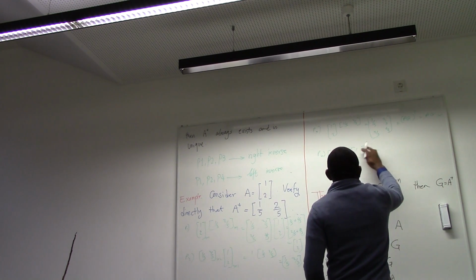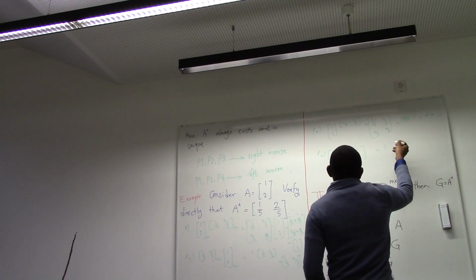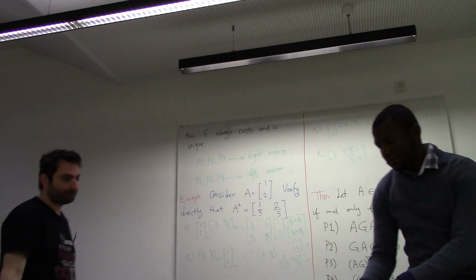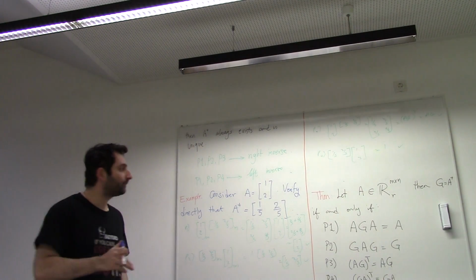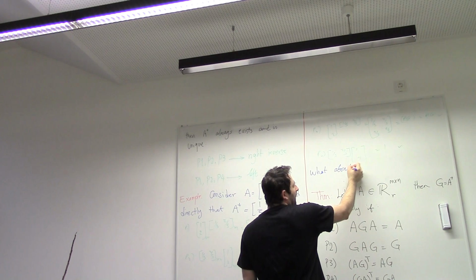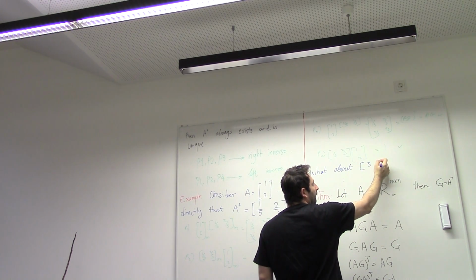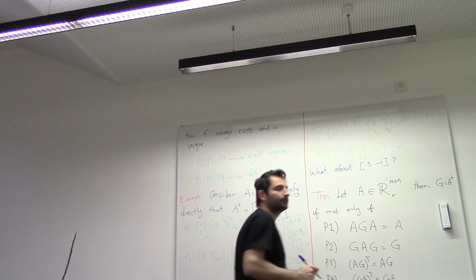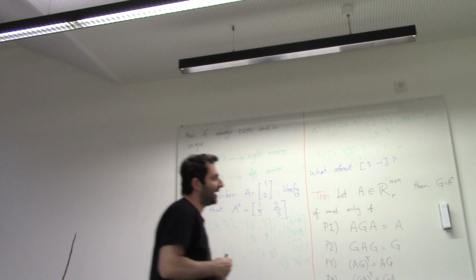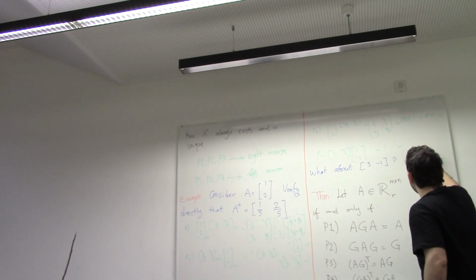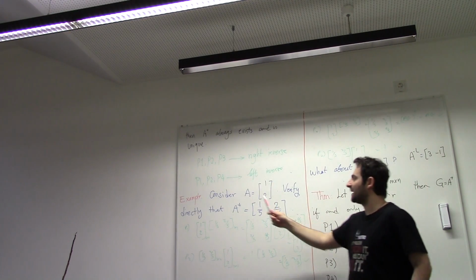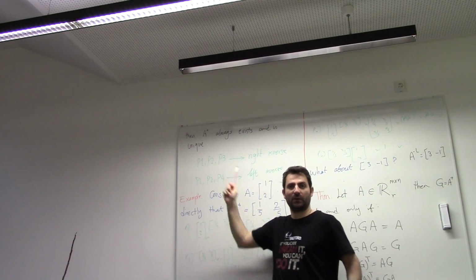1, 2, the tick. Very good. What about 3, minus 1? Do it at home, and then you will see that this is a left inverse, which means that it will satisfy only P1, P2, and P4.